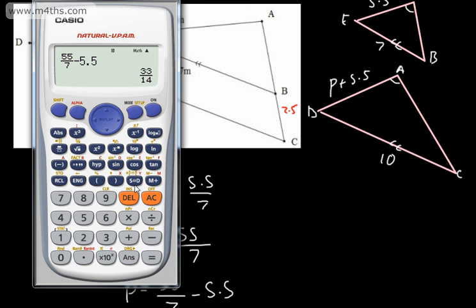33 over 14 is what we call an exact fraction. We could press our S-D button to get a decimal approximation, or truncate it, so cut it off by rounding to 2.36.